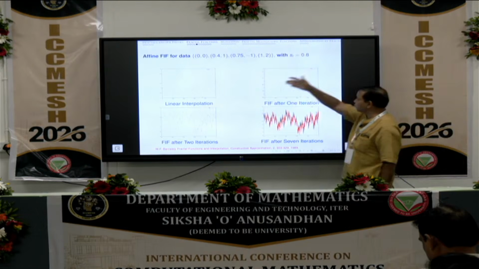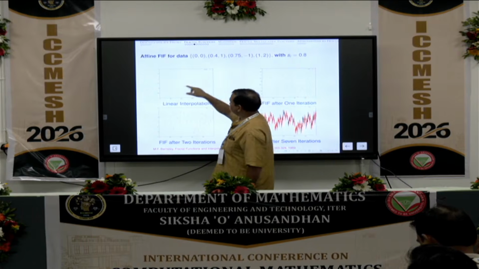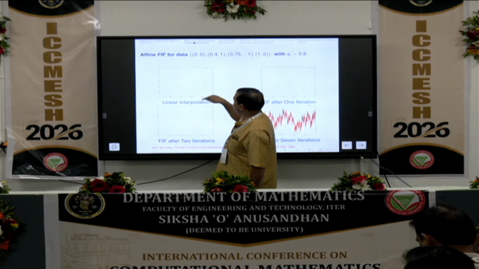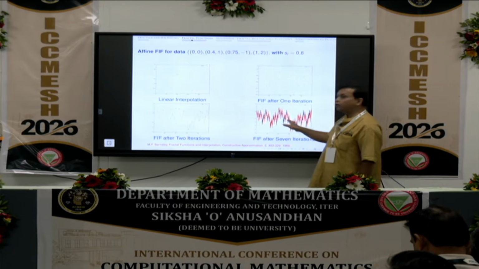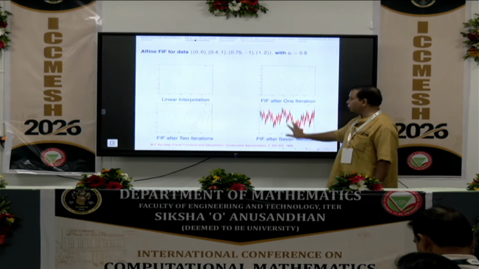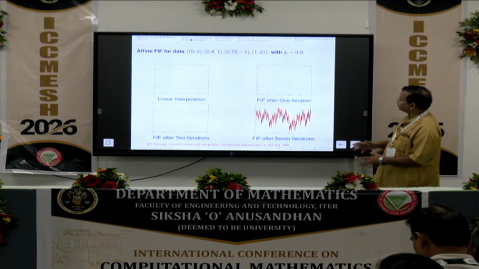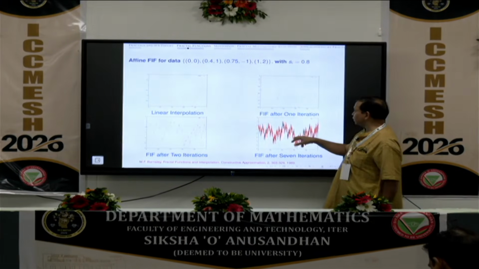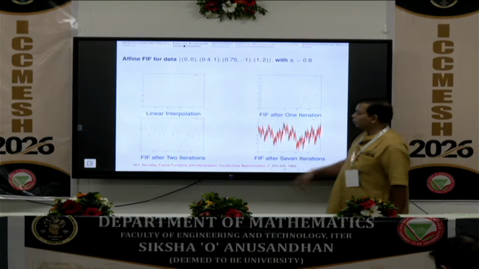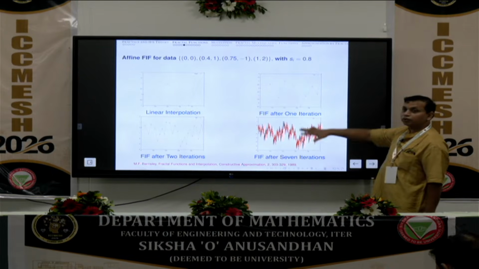Suppose you have 4 points. Between these 2 points I should have another 2 points, here I should have another 2 points, and here also another 2 points. If you do it, you will get a very irregular function. This is the fractal function, which is very irregular in nature. I can vary this value si, and if I vary it, I get a different structure. For the same interpolation points, I can get an infinite number of functions.